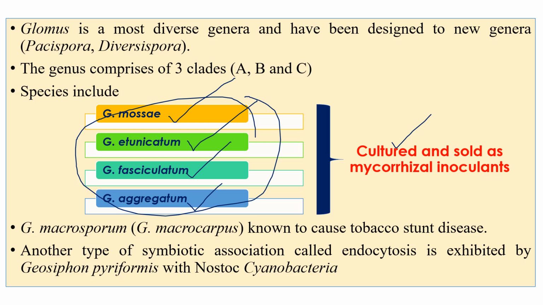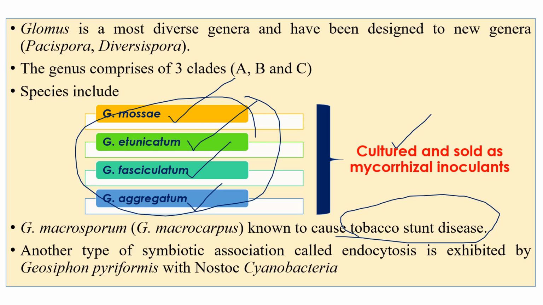And when it comes to Glomus macrocarpum, it causes a disease called tobacco stunt disease, which is a very rare case. This Glomus also causes plant diseases. This is one example. The majority of the time it is associated with plant roots, but in some cases it may cause diseases as well. Tobacco stunt disease is caused by Glomus macrocarpum, and it also has a very good symbiotic association with other organisms as well.